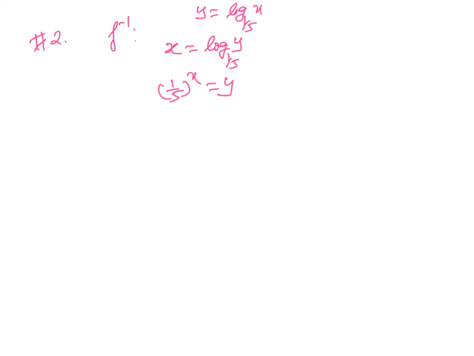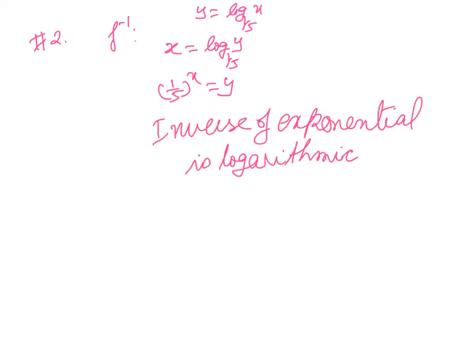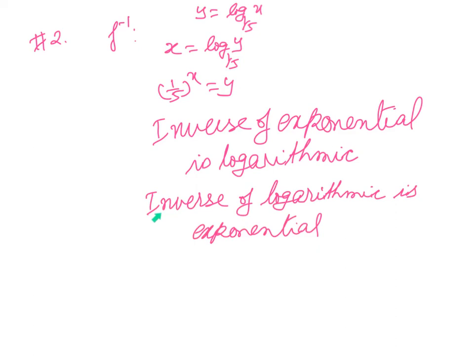So we must know both from exponent to logarithm and from logarithm to exponential form. As I said, logarithm is another way of looking at an exponent. So we must be able to interchange exponent to logarithm and logarithm to exponent. We must understand that the inverse of an exponential function is logarithmic, and the inverse of a logarithmic function is exponential. The inverse of an inverse is the original function.